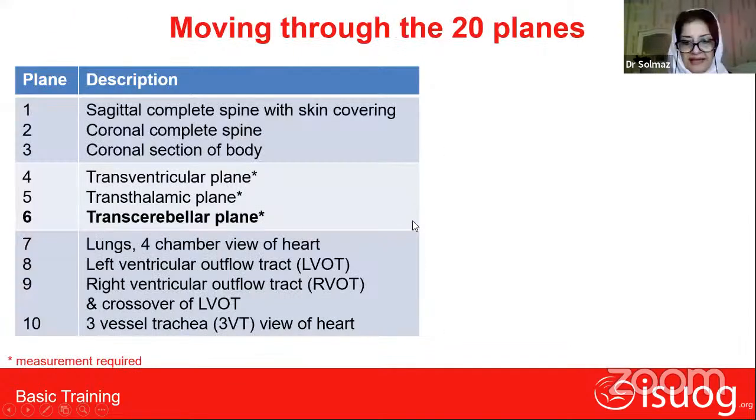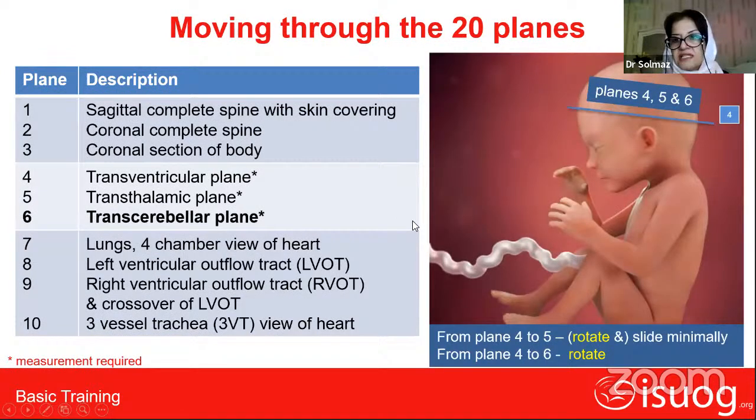So again, the description of the planes here. This is plane 4 and 5, transventricular and transthalamic planes. And we need to rotate our probe to go to a transcerebellar plane, which is plane 6. And here actually, we measure the thickness of the skin behind the neck. And from here, if we slide our probe down, we will go to four chamber view and three vessel view of the heart, which I will show you in my next slides.